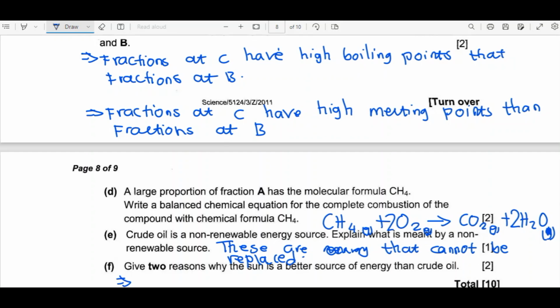Then give 2 reasons why the sun is a better source of energy than crude oil. The first one, it is clean, meaning it does not pollute the environment. Then apart from being clean, it is cheap. You don't have to buy it, it is cheap. Then the other one, it is also renewable.